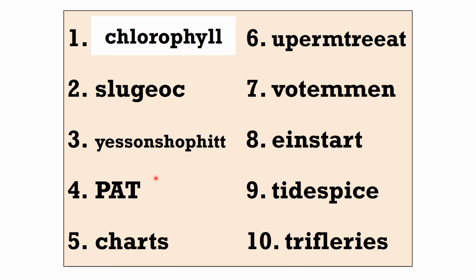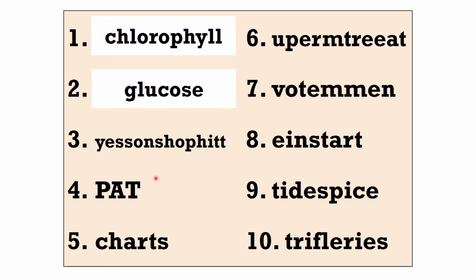Okay, so number 1 is chlorophyll. What you can say is chlorophyll is present in chloroplasts within plant cells, and it absorbs light energy for the process of photosynthesis.